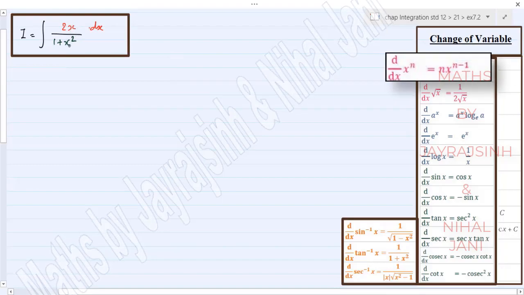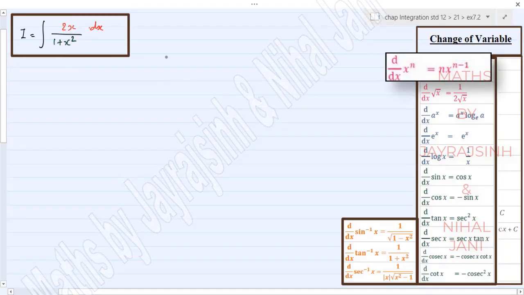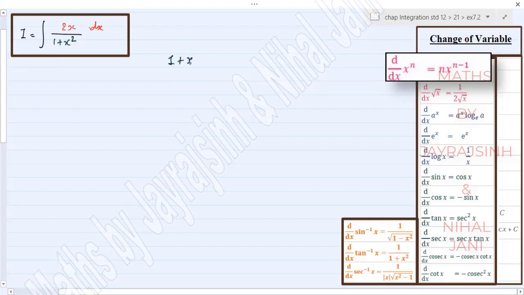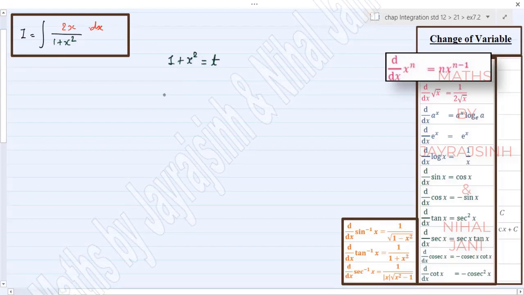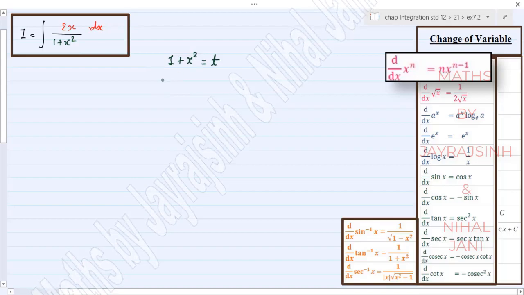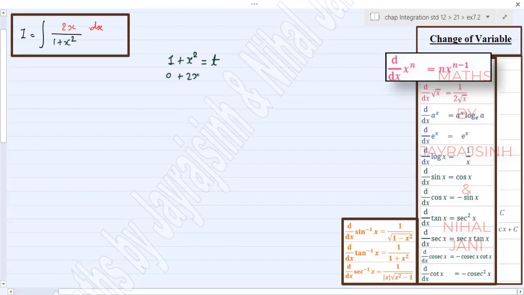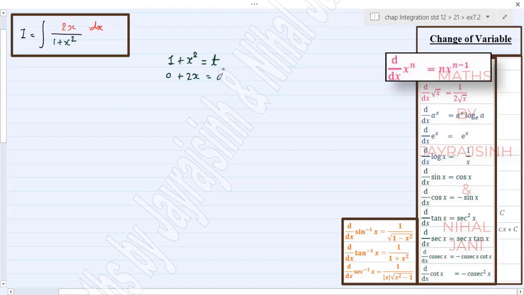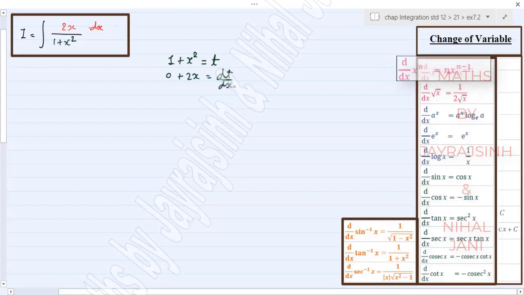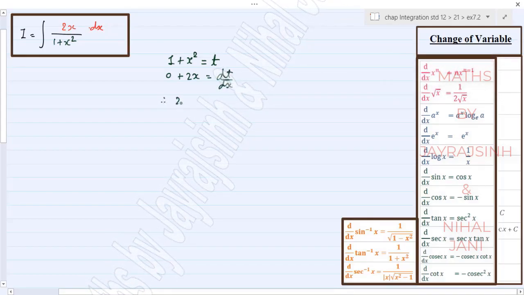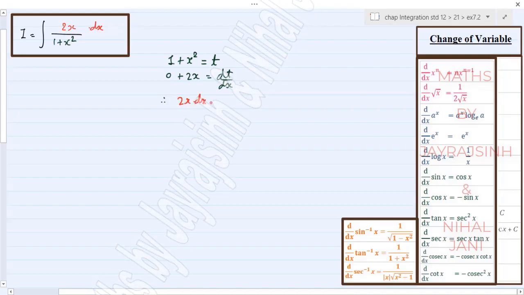2x is the differentiation of x square, and 1 is a linear combination with it. So let's take 1 plus x square as a new variable t. Differentiate both sides with respect to x. The differentiation of 1 will be 0. The differentiation of x square will be 2x, which is equal to the differentiation of t, dt by dx. So here we can say 2x dx can be rewritten as dt.